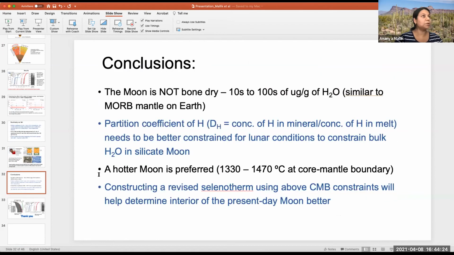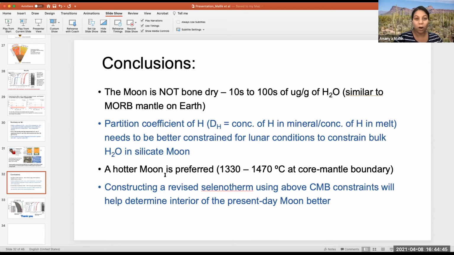So finally, some conclusions from this talk. The moon is not bone dry. We have tens to several hundreds of ppm of water on the moon, but that's a huge range. So what we plan to do is determine the partition coefficient of hydrogen applicable for lunar conditions to constrain the bulk water content of the moon better.